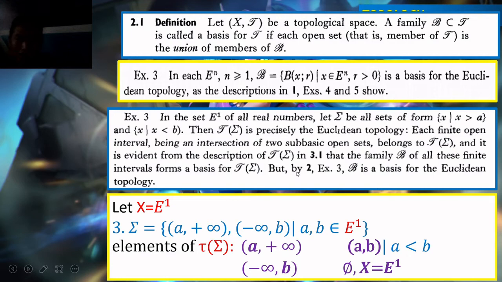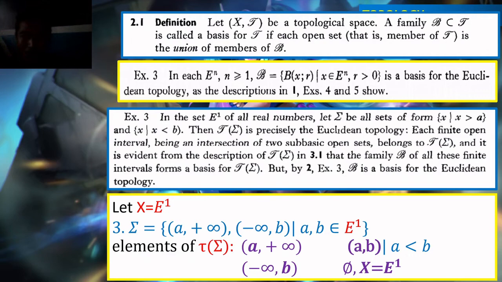But by 2, example number 3, kanisya, dira, our script B here, kaya na nang gibutang diyan, our script B there is a basis for the Euclidean topology. Okay. So, duha class, basis siya for tau sigma, and then basis po si script B for the Euclidean topology. Okay.